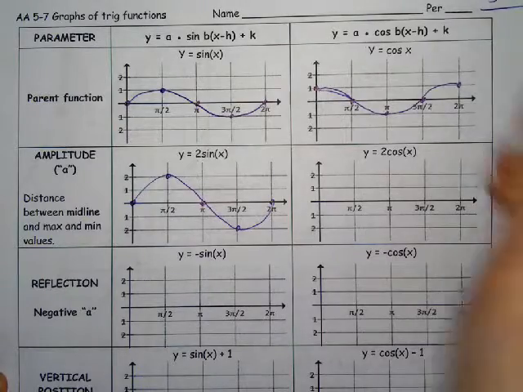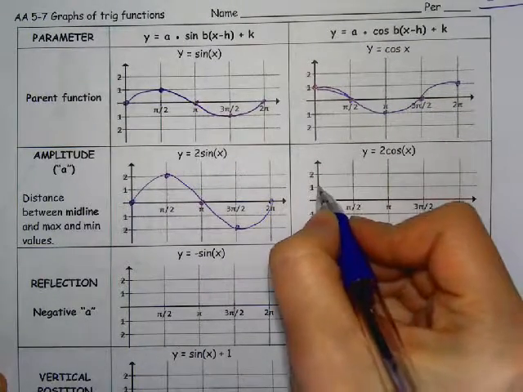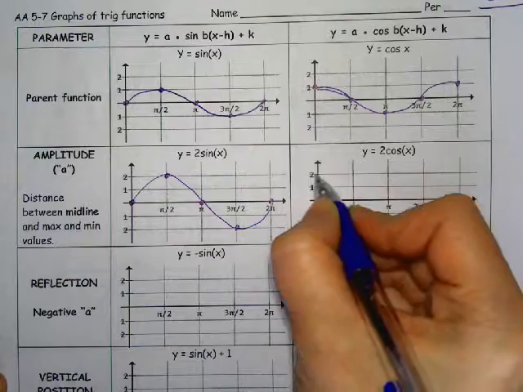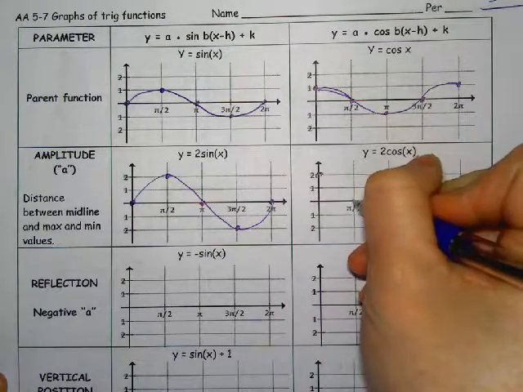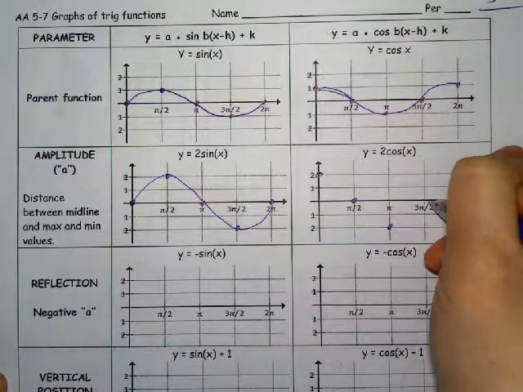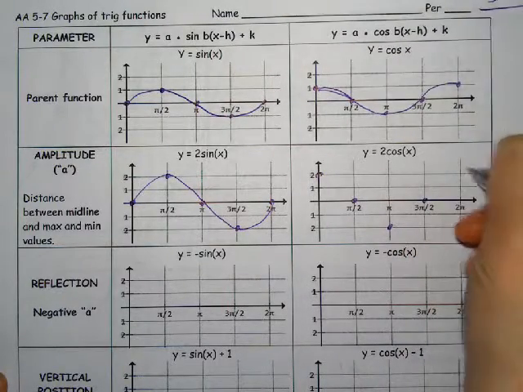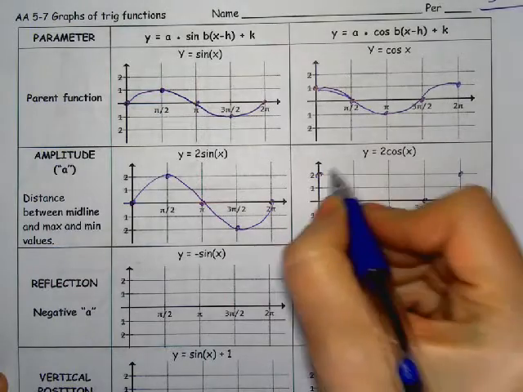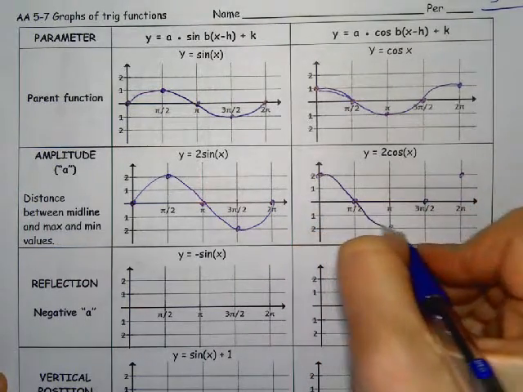Same thing with the cosine graph, where I normally would start at 1. Now I'm going to start at 2. Still going to be back at 0 at pi over 2, and down to negative 2 at pi, back to 0, and up to 2 at 2 pi again.